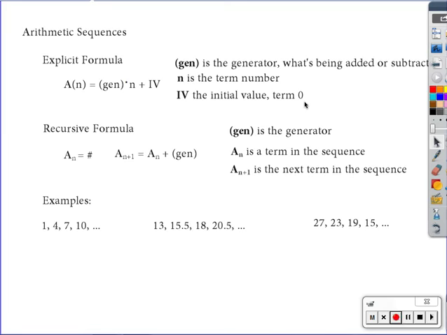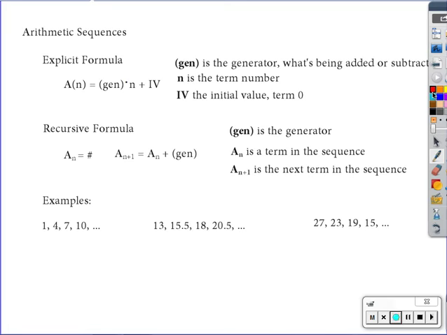The recursive formula, we're not going to do a lot with this, but I would like you to take notes on it. Gen is still the generator. A sub n would be any term in the sequence, and then a sub n plus 1 is how you get the next term. So first, let's do some examples here of arithmetic sequences.